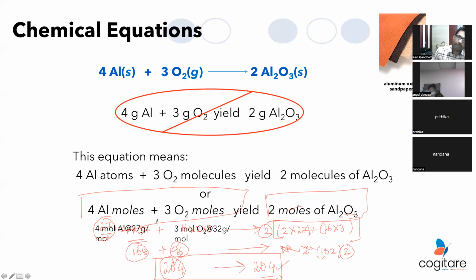Yes, sir. Okay. So now you understand that these coefficients attached to all these elements are got only after balancing the equation. And you need to balance the equation because you know that there is a law that was proposed, the law of conservation of mass. You remember this? Who proposed this law? Who proposed this law, guys?